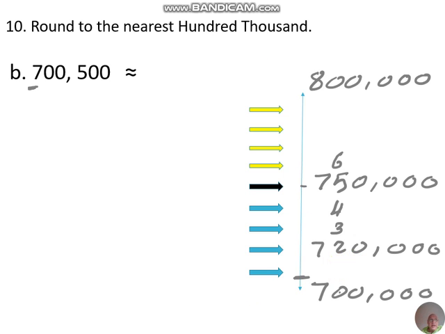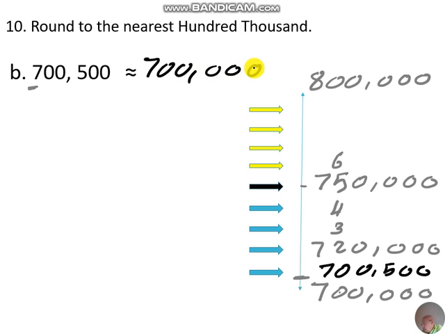Let us write this in black. This number here, which is 701,500, is under the midpoint. When you round it, under the midpoint, you round it to this number, because there is no 1 yet. This is 0. Very close to this number. It's not 1 yet, okay?